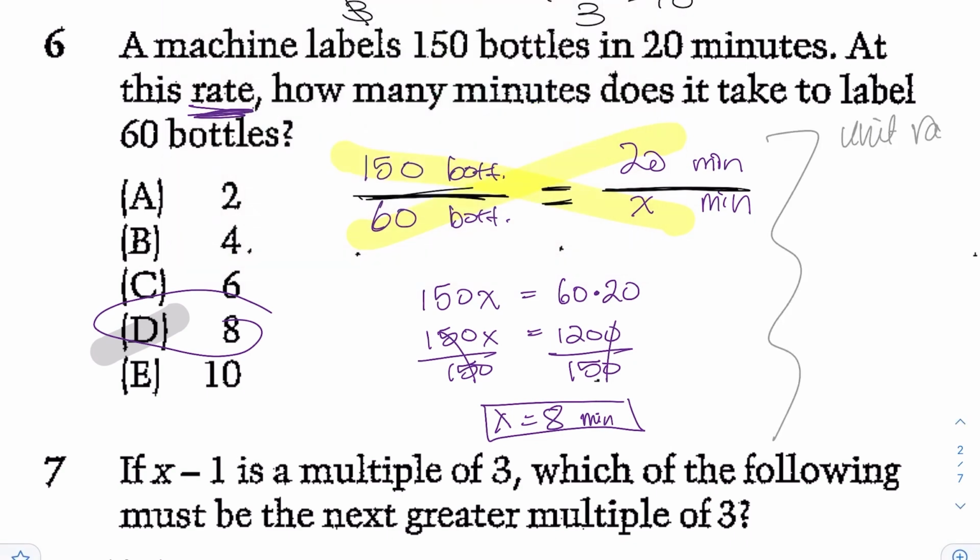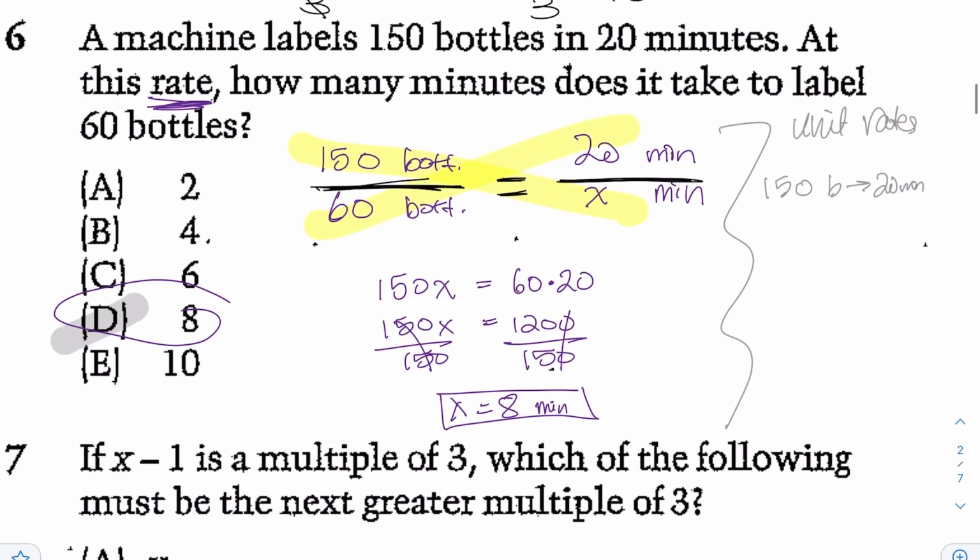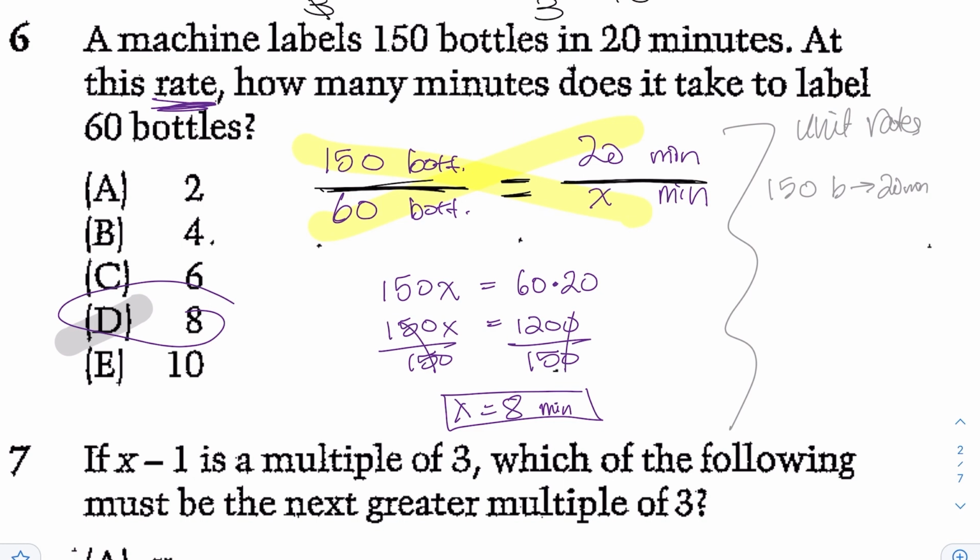Now the other way to do this question is by using unit rate, and you can also use a different method to check your work. So if you have 150 bottles in 20 minutes, you can find a unit rate here. If you divide 150, let's say, by 5, 30 bottles will take, if you also divide 20 by 5, 4 minutes. And then here you can divide by another 2. So you have 15 bottles. And divide by 2 on the right, it will take 2 minutes.